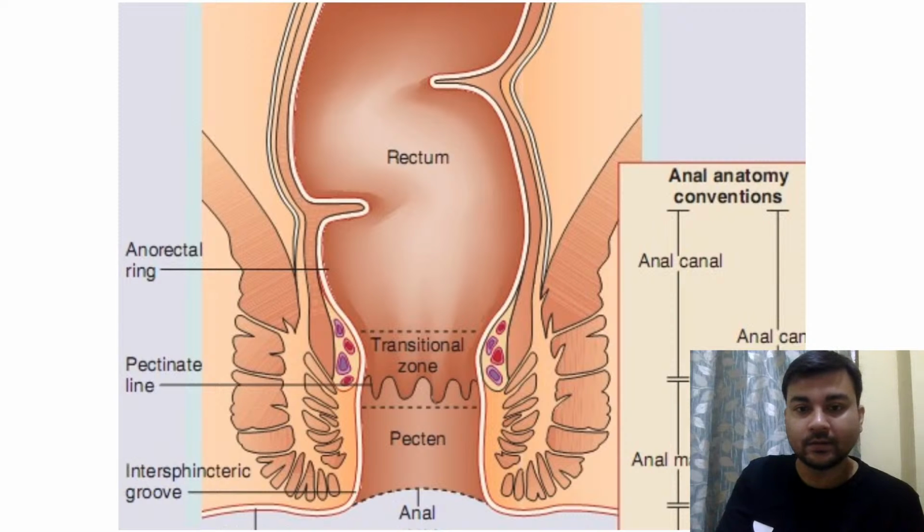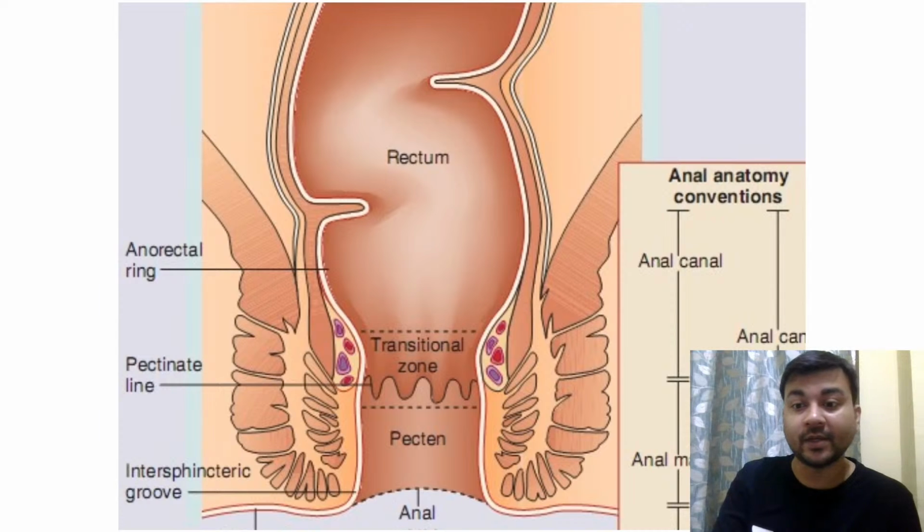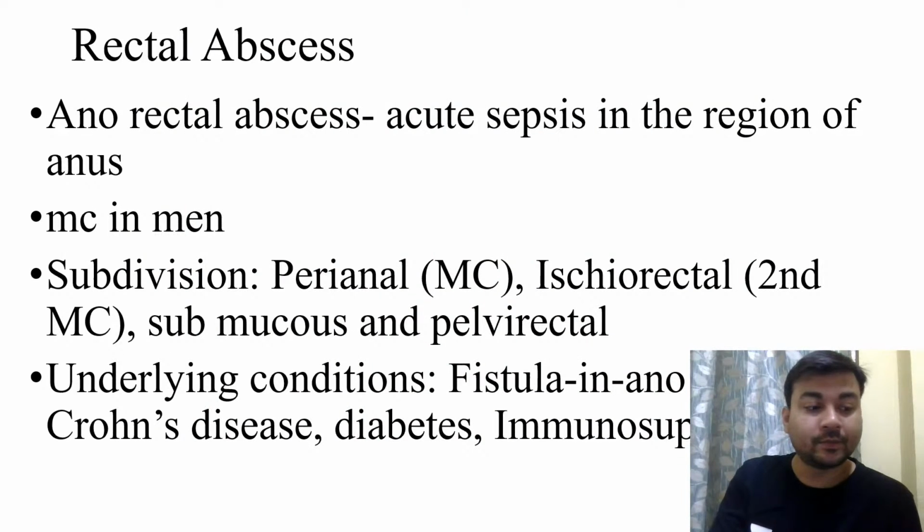Now, anal canal and rectum: these are the diseases that are associated with the rectum and anal canal. There are other diseases like rectal abscess, fistula in ano, and anal fissure. Okay, let's discuss these topics.